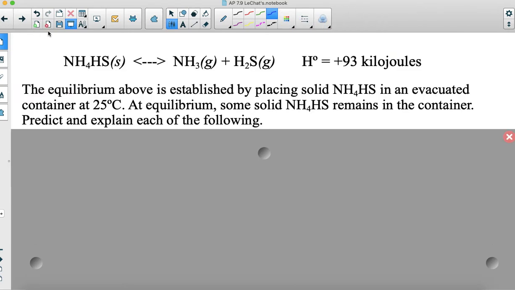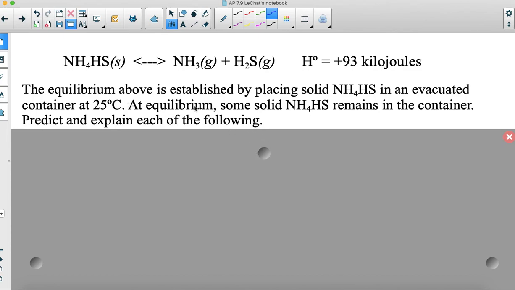Now let's do a free response question on this sort of situation. Once again, we have a solid as our reactant. Not going to take very much space. Hint, hint. And we have two gases as our product. We have a delta H that is positive. 93 is the number. Whatever.